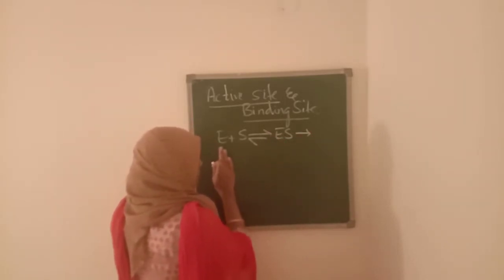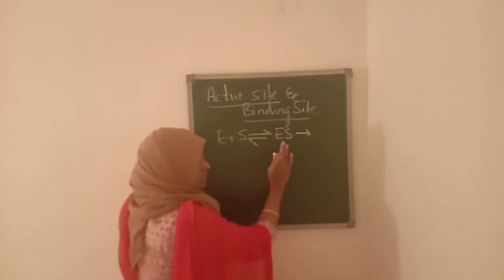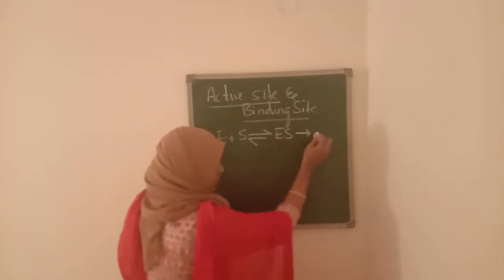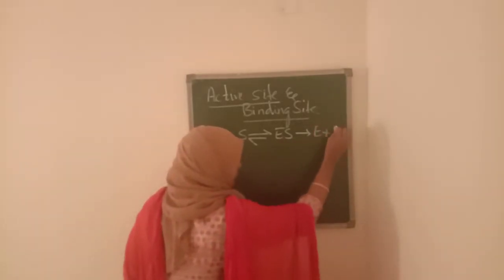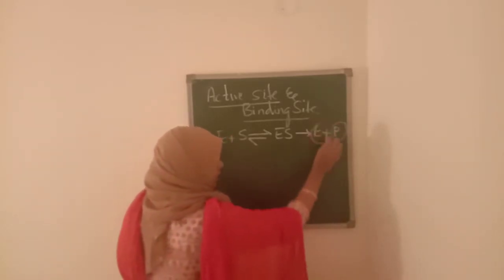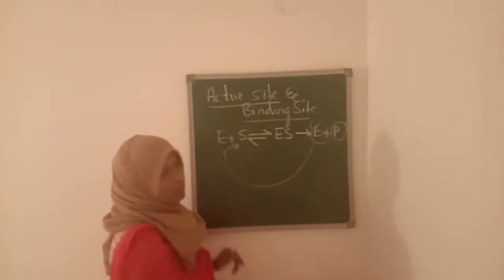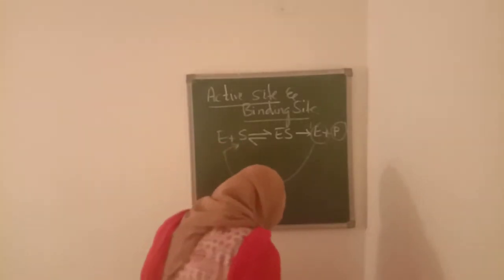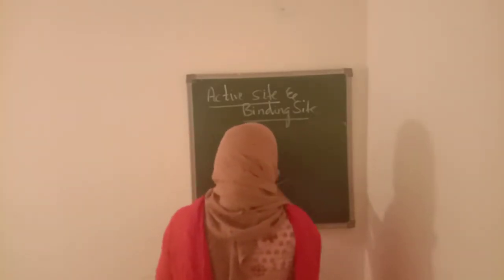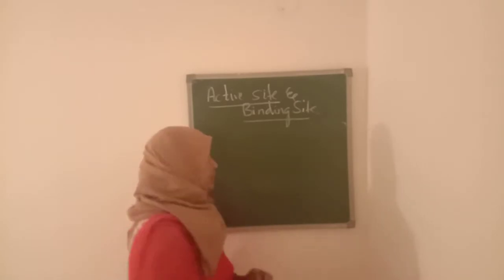So first the enzyme binds to the substrate to form the enzyme-substrate complex, and after catalysis, this complex splits into enzyme and the product. The product is formed at the end of the reaction, and the enzyme is released to bind to a new substrate. Now the question is, where exactly does the substrate bind to the enzyme? What is the position where the substrate binds?